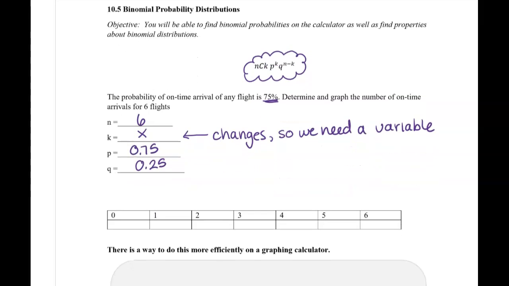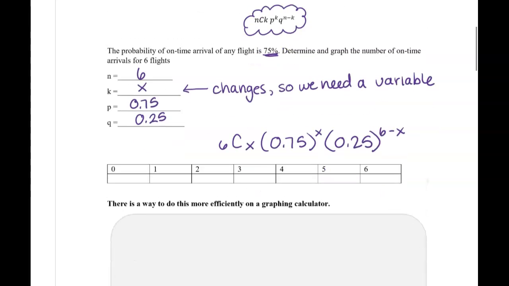In terms of our formula now, we have 6Cx times 0.75 to the power of x times 0.25 to the power of 6 minus x, because if there's, let's say 3 on-time arrivals, there are going to be 6 minus 3 or 3 that aren't on time. Okay, so pause for a moment and do all of these on your calculator.